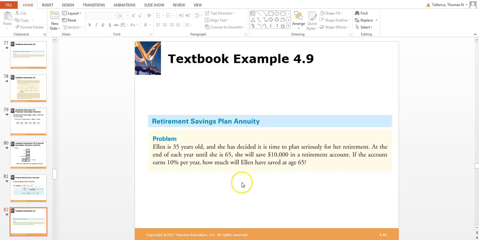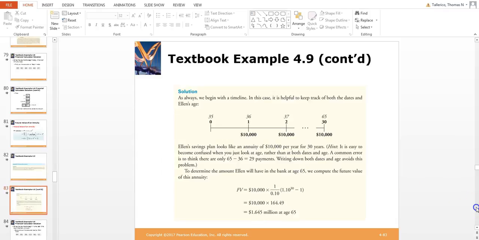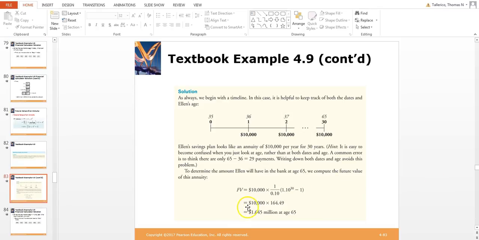At the end of each year, she'll be saving for 30 years and is going to save $10,000 in a retirement account. And she'll earn 10%. And how much will she have saved at age 65? So if we go here, you can clearly see in the example, if you go through the math anyway, that it will be $1.645 million at age 65.